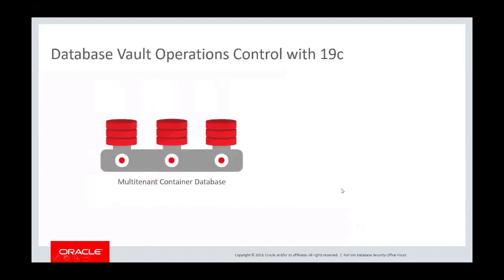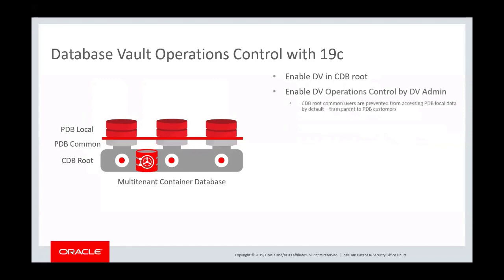So how does 19c operations control work? In this way, Database Vault again is enabled in the CDB root for the multi-tenant. And remember that Database Vault is run using separation of duties. So DBAs don't have the ability to turn Database Vault on and off. That has to be done by the security officer, and that can be very tightly controlled through privileged access management systems as well in a separate process.